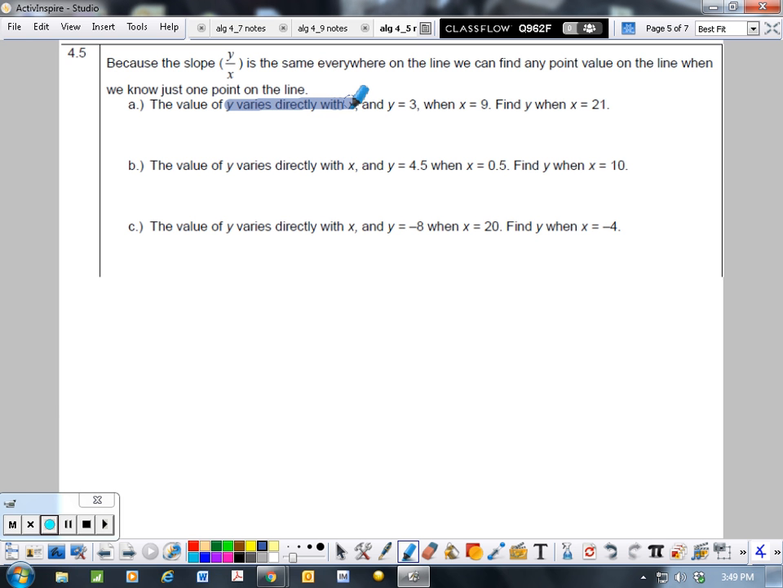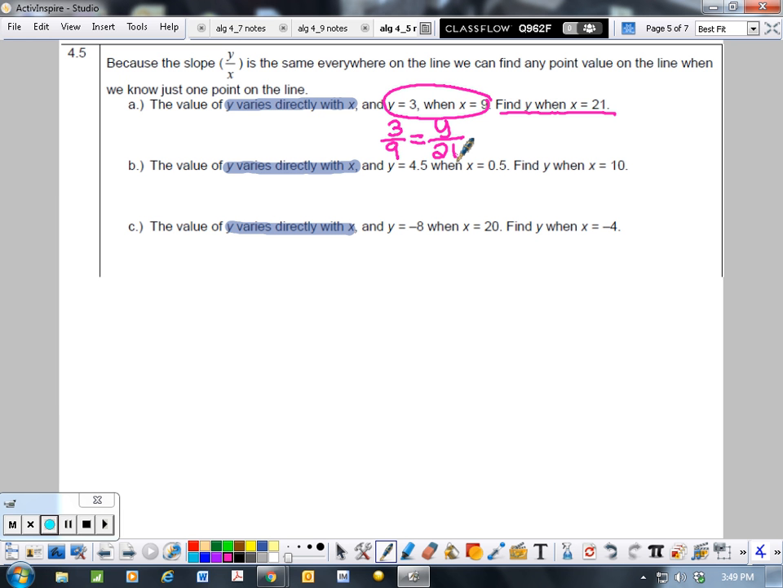That tells me that this is a direct variation problem. So all of these, y varies directly with x. So these are all direct variation problems, which tells me that when I take y over x, that should be equal to any other y over x on that graph. So when I look here, we'll find y when x is 21, y over 21. This is set up for me very nicely how to find that missing value.